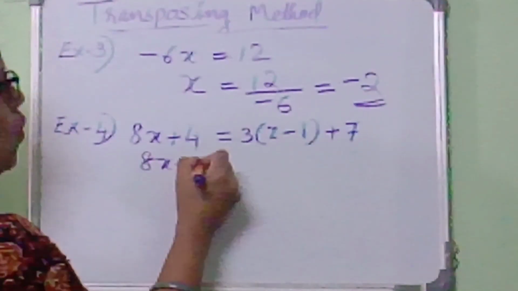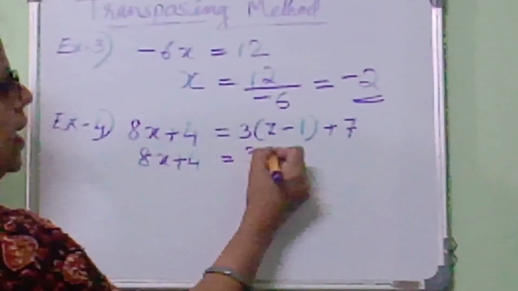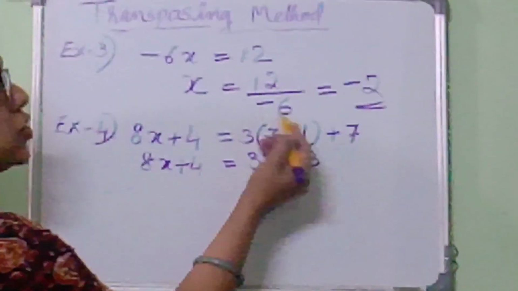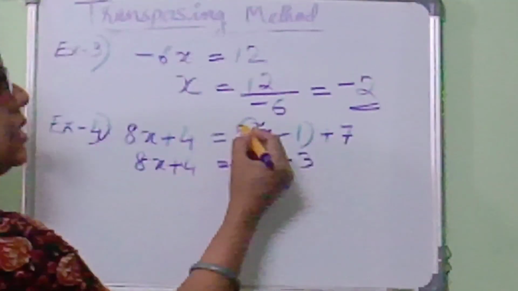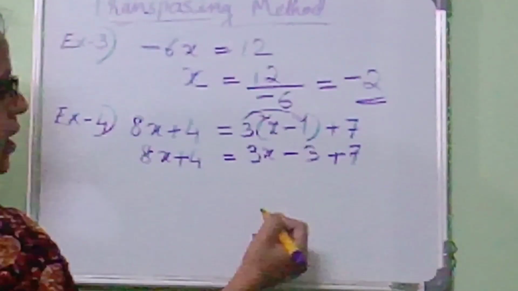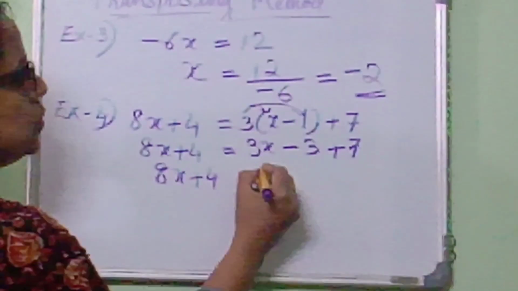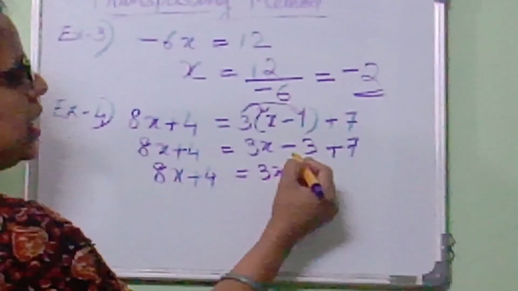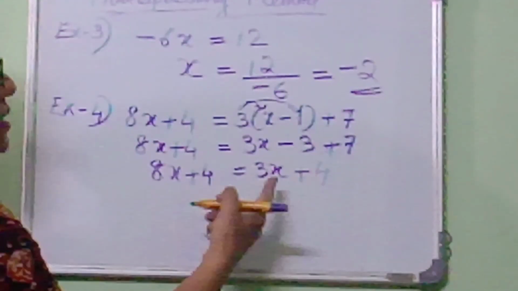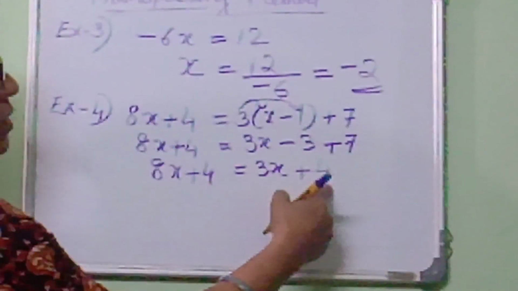8x plus 4 equal to, first we want to open the bracket: 3x minus 3. For opening the bracket, what method are we using? Distributive property. You have to multiply both numbers inside, and plus 7. And now here it is 8x plus 4 equal to 3x, and minus 3 plus 7 will become what? Plus 4. Now you can see here also an x term is there, here also an x term is there. Here one constant and here one constant.